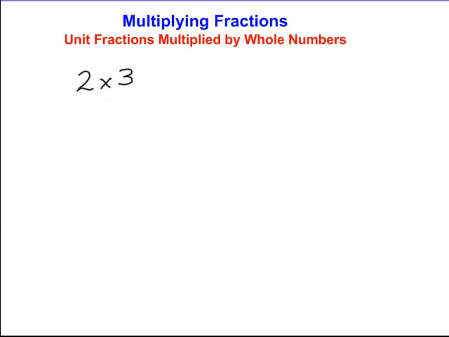Here is a group of 3 measuring cups. Here is a second group of 3 measuring cups. We can think of 2 times 3 as two groups of 3 measuring cups, or 6 measuring cups altogether. 2 times 3 equals 6.